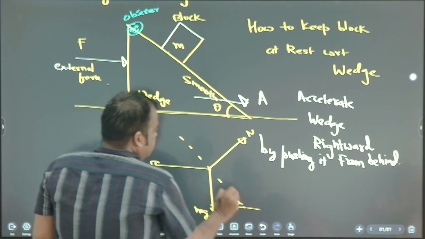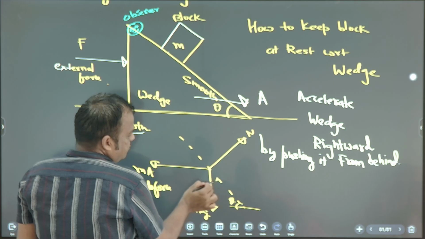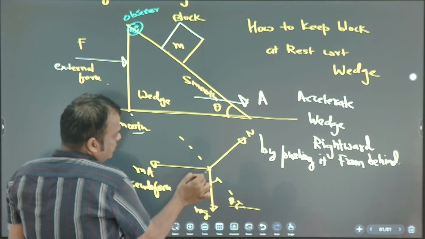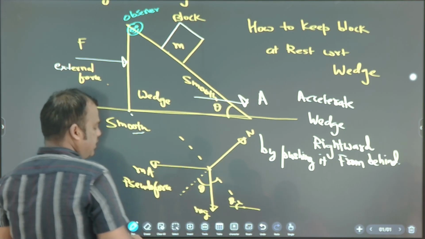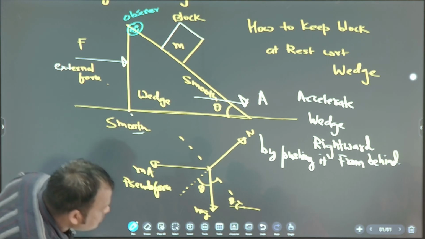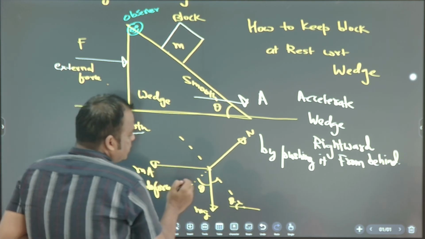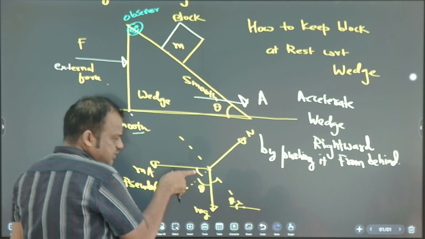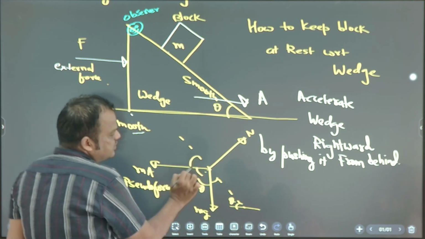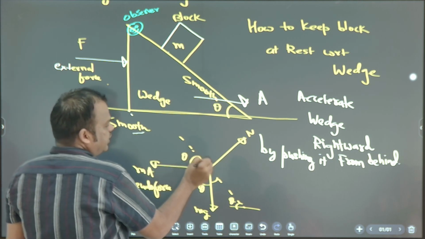So what is this angle? Say theta. This angle is theta, so this angle will be 90 minus theta. Now what is this angle? Theta. What is this angle? 90 minus theta. So what is this angle? Theta. Are you getting it or not?